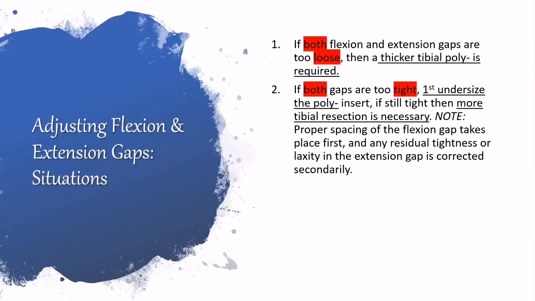So instead of going to a tibial resection of 0, we will make it plus 2. We reduce it. Note that the proper spacing of the flexion gap takes first place, and any residual tightness or laxity in the extension gap is corrected secondarily.